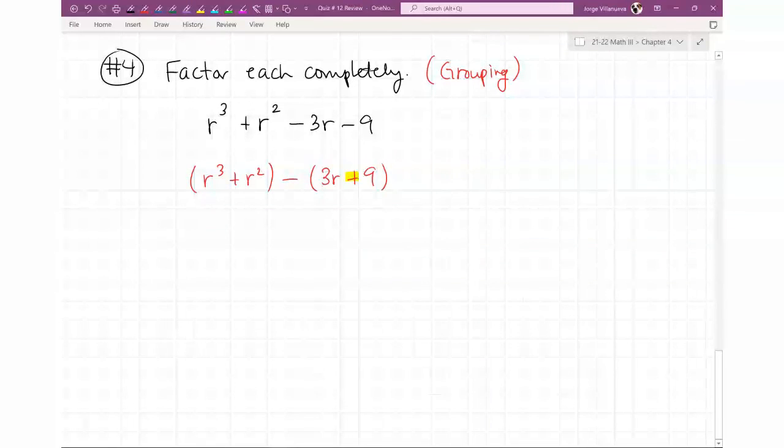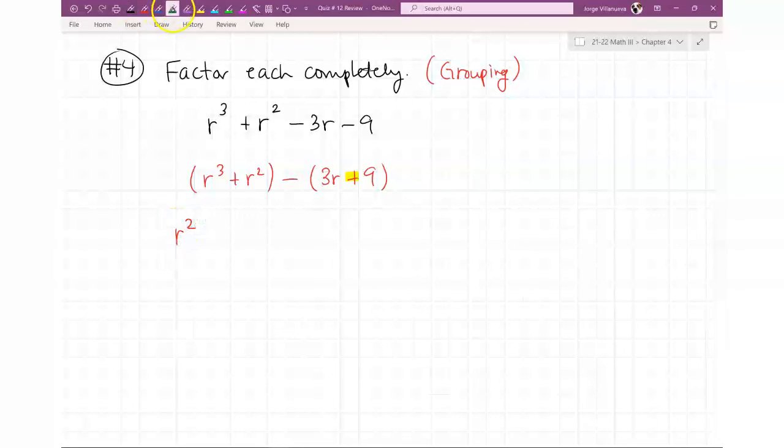So now you say, okay, look at the first parenthesis. What do they have in common? You might have to speak up a little louder because the AC just kicked in. An r what? R squared. Good. So r squared goes out.